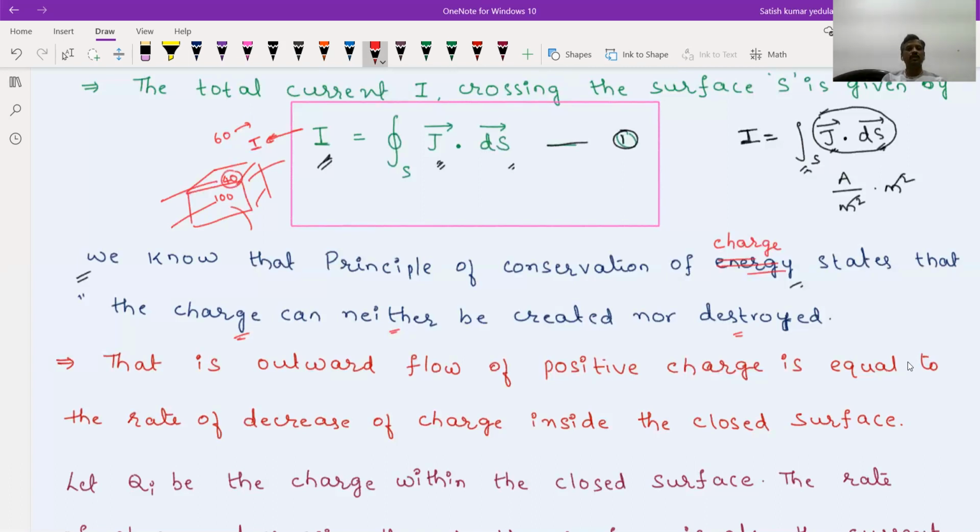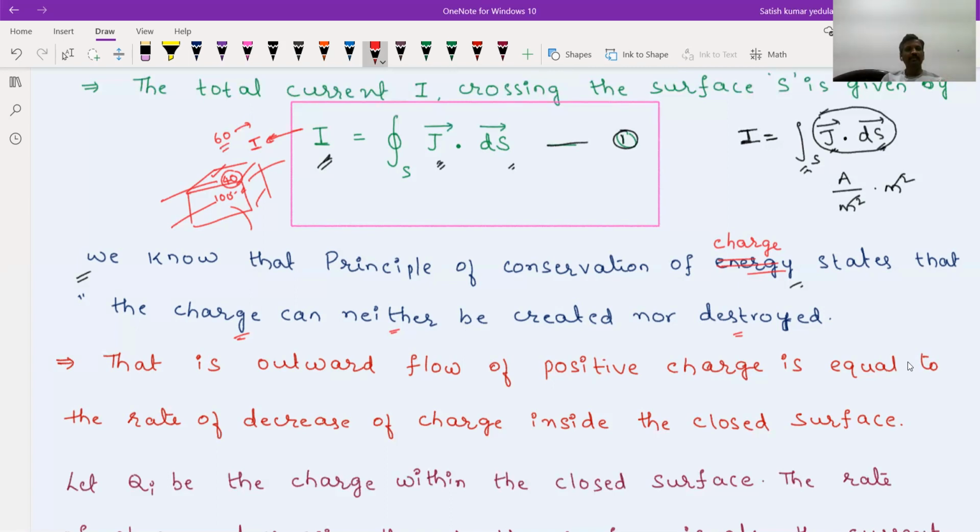What he is trying to say is, when 60 charges have come out, don't think that fewer or more than 40 will be present in it. There will be exactly 40 charges present, because you are not generating any charges and you are not destroying any charges. So absolutely there will be 40 charges present.